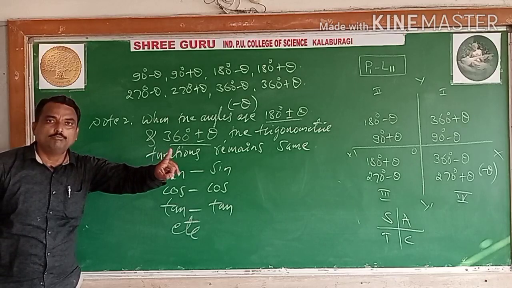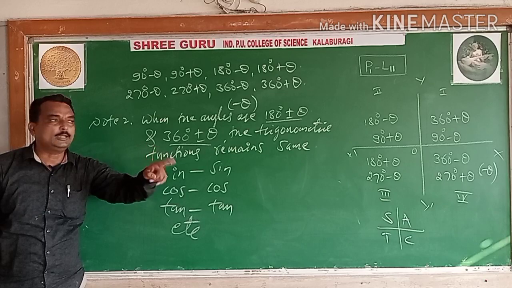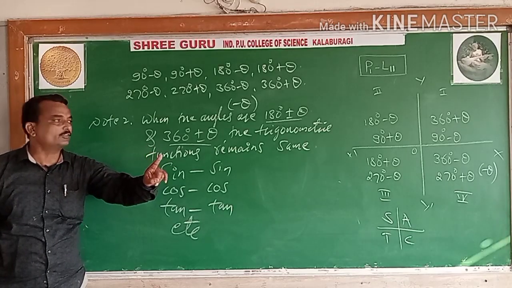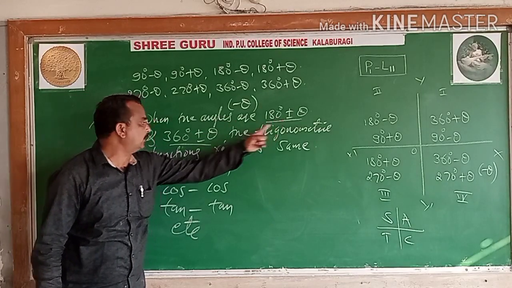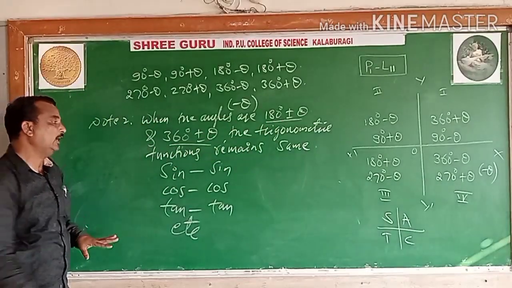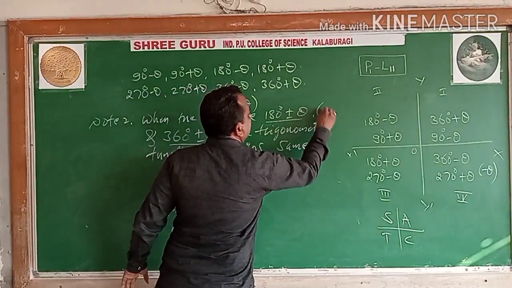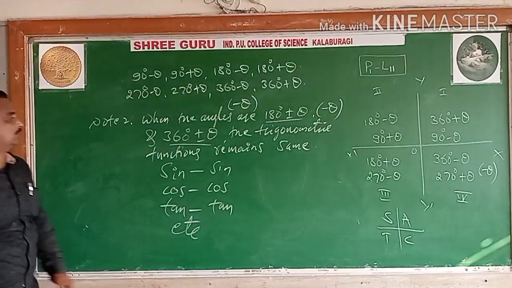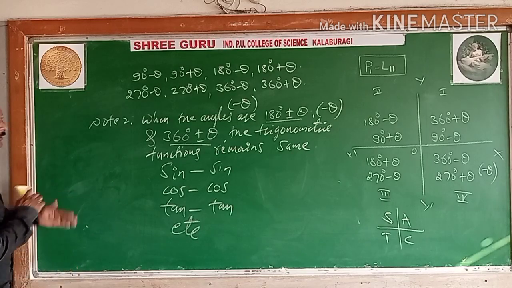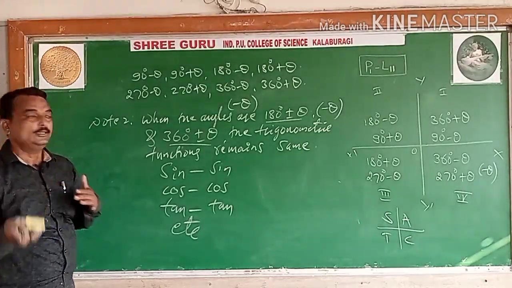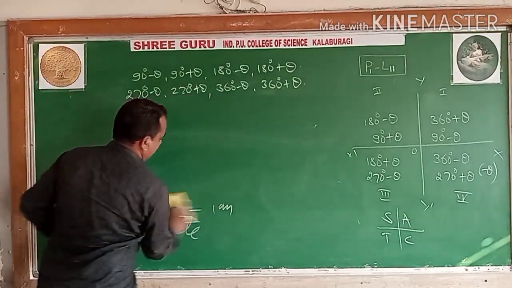What is note number 1? When the angles are 90 degree plus or minus theta and 270 degree plus or minus theta, the trigonometric functions change. Note number 2: when the angles are 180 degree plus or minus theta, 360 degree plus or minus theta, and also minus theta, the trigonometric functions remain the same. Along with this, you need the plus sign and minus sign, positive and negative. Let us see plus minus.